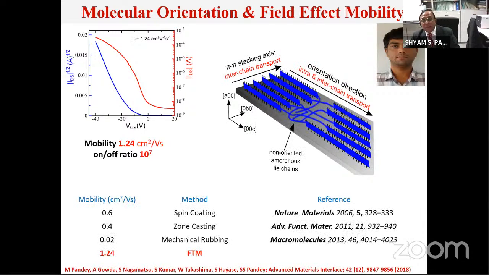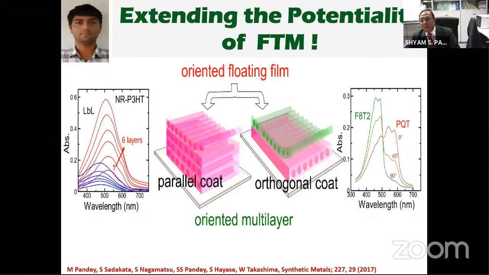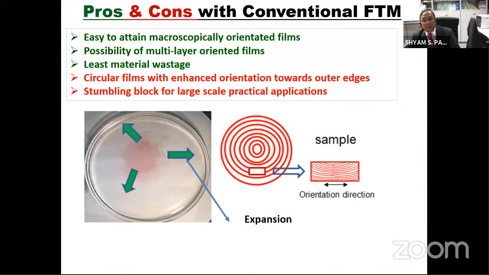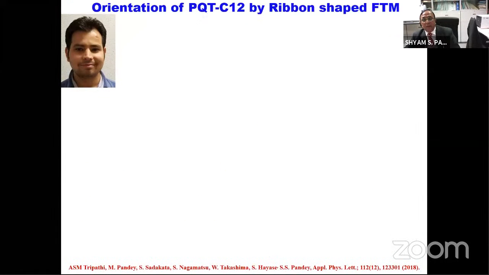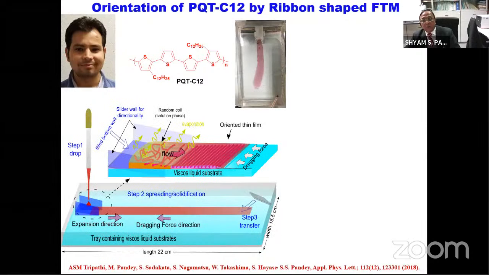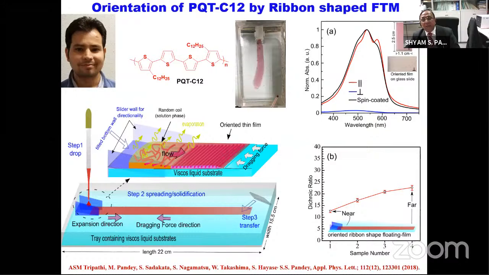So this has resulted into the very high mobility, which is more than amorphous silicon and one of the best in the world. We can make a multi-layer coating for polarized emission or LEDs without disturbing the underlayer. We improvise this method that we call ribbon Spectra floating film transfer, which can make a large area, 2 centimeter by 20 centimeter homogeneous film.